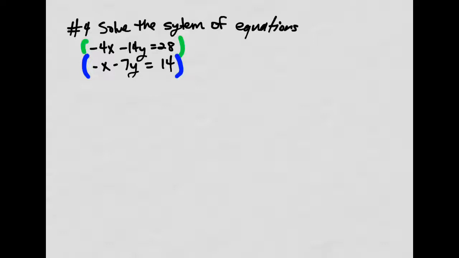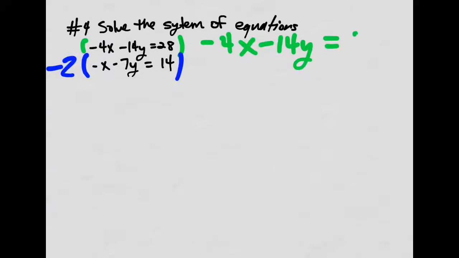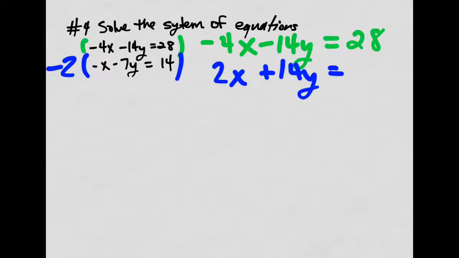The thing that sticks out to me the most is this 14 and the 7. I can make a 7 into a 14. And both of these signs are minus signs, so I need to change the sign of the one on the bottom. So I'm going to multiply by negative 2. I'm not going to do anything to the top because that's going to make the y's cancel out. So it's going to give me a positive 2x plus a 14y minus a 28. Alright, so the y's are going to cancel out.